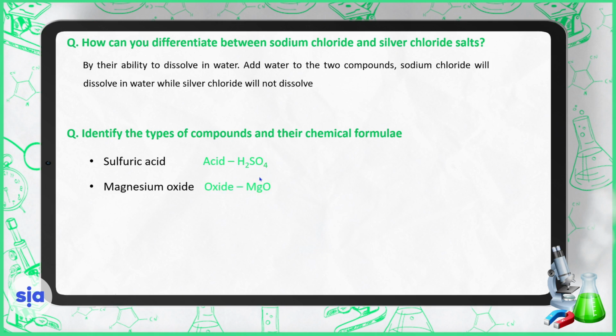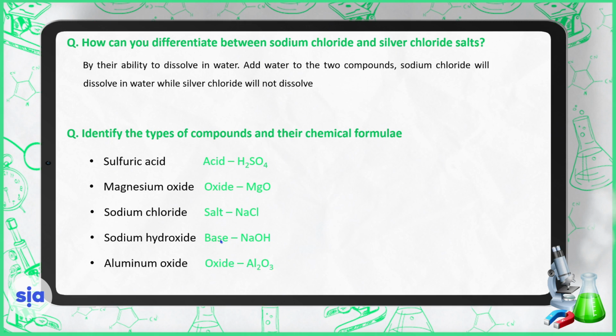Magnesium oxide, MgO. Of course, it's an oxide because it's a metal combined with oxygen. Sodium chloride, of course, it's a salt, NaCl. Sodium hydroxide, it's a base, NaOH, because of the hydroxide group combined with the metal. Aluminum oxide, again, it's an oxide, Al2O3.